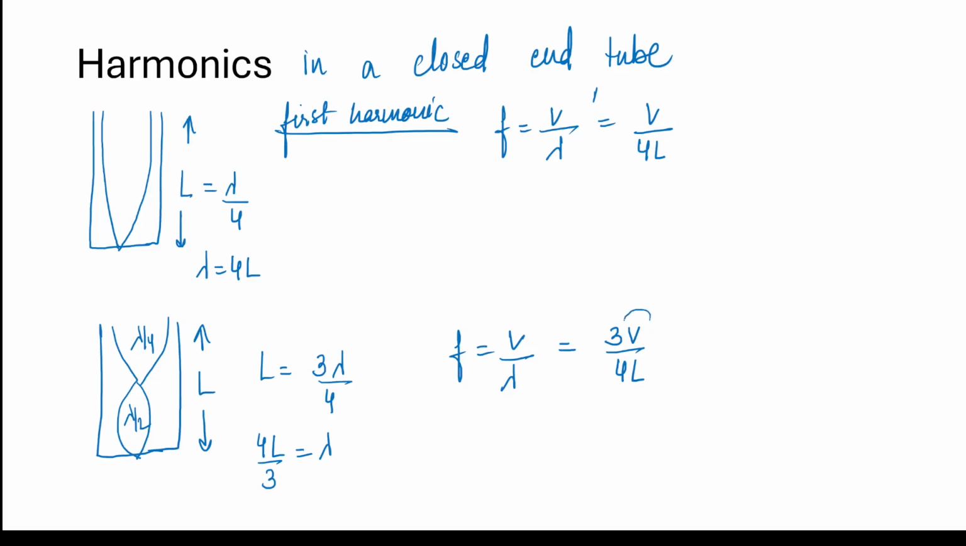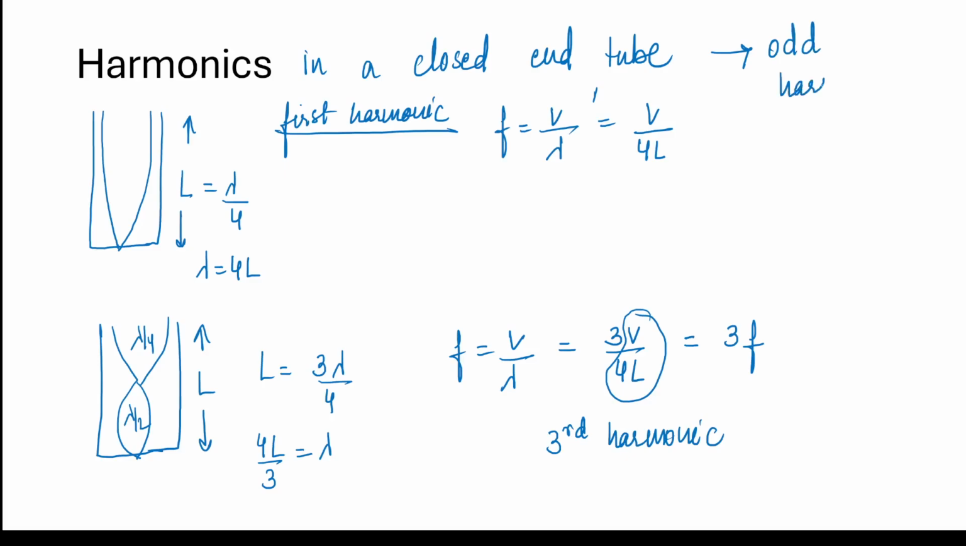So see how many times it is the first harmonic. This is the first harmonic. So this is 3 times the first harmonic. So this is the third harmonic. So the second harmonic is absent. If you do the next one, it'll be the fifth harmonic. So the fourth is absent. So even harmonics are absent. It has only odd harmonics. First, third, fifth. You can try the next one. So odd harmonics are present.